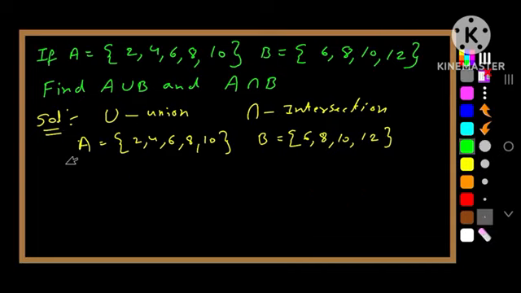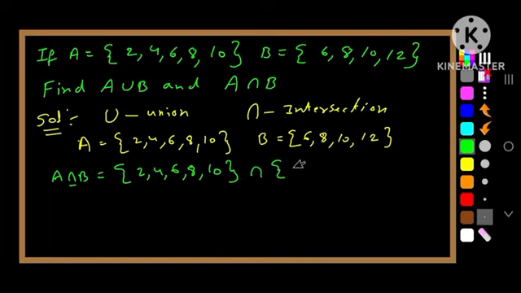So for A intersection B, simply what you have to write down is A intersection B. Write down the elements of A: 2, 4, 6, 8, 10. Next, the intersection symbol is there. Simply write intersection, then the elements of B: 6, 8, 10, 12. So now what you have to do?